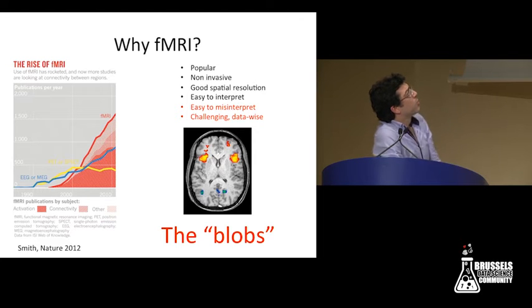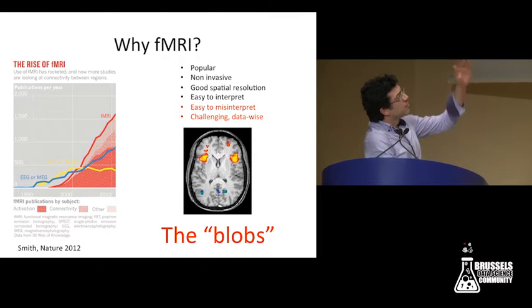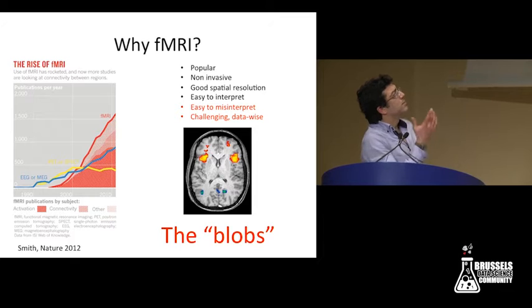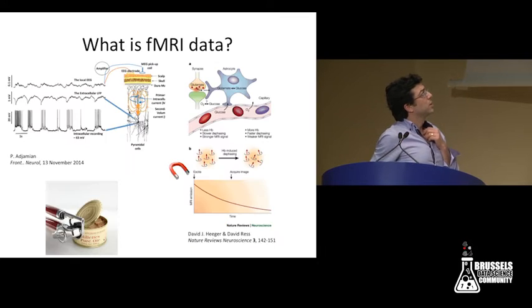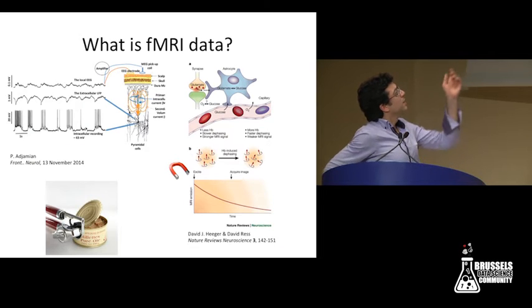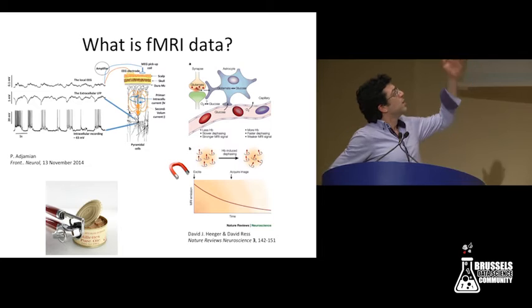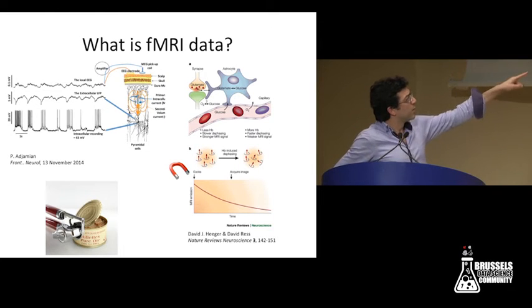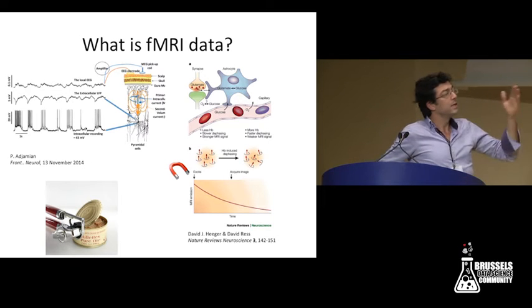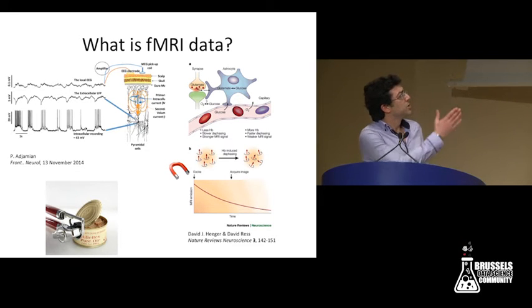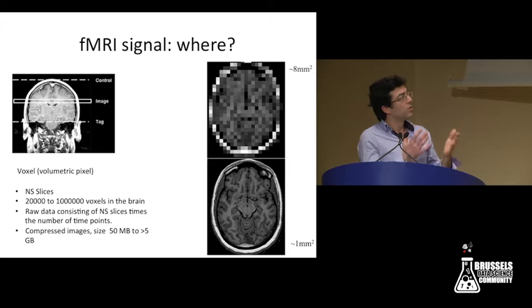And it is indeed so popular because it's non-invasive, it has a great spatial resolution, and to some it's easy to interpret, but indeed it's also very challenging and easy to misinterpret. Indeed, if we want to measure brain activity, the brain is made of neurons. If we want to measure activity in all the brain in a living human being, we should either open up the box or find an indirect way, which is indeed fMRI, which measures the level of oxygen.